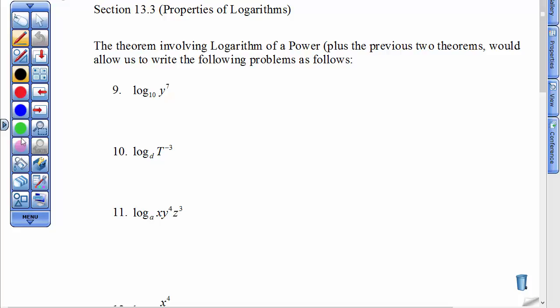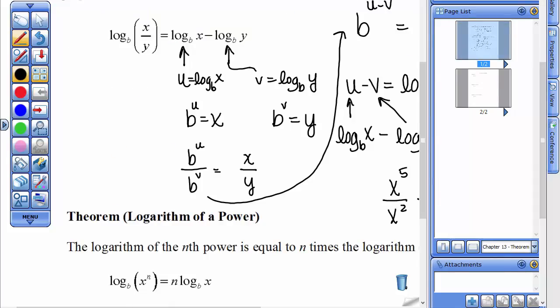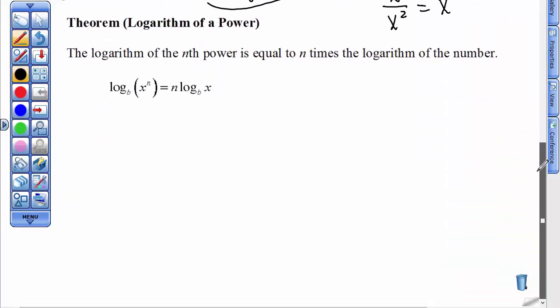The logarithm of a power. That's our next theorem, plus the previous two theorems, and we'll continue to use the properties to simplify logarithms. So first of all, the logarithm of a power. Let's go to the theorem worksheet and take a look at this property. This one's pretty cool.